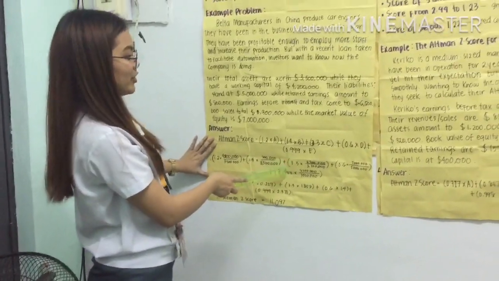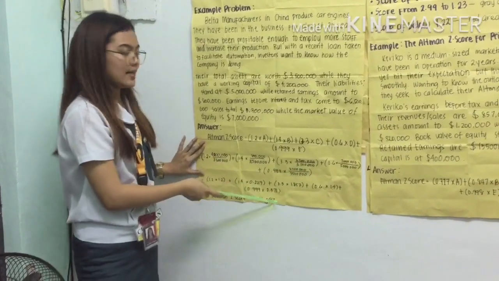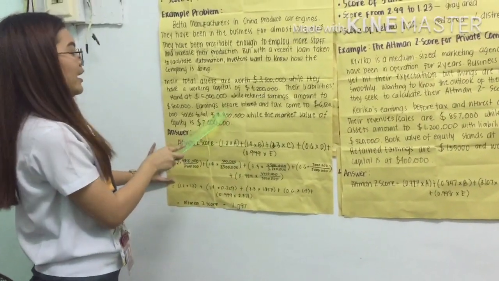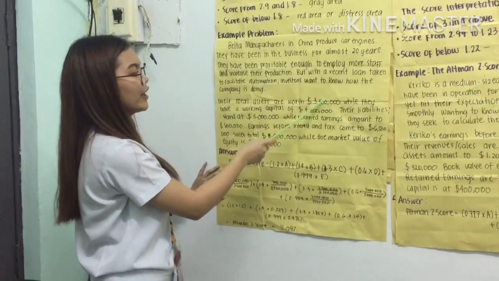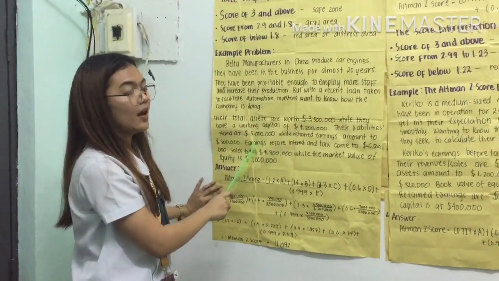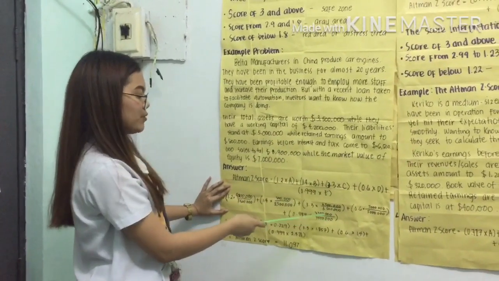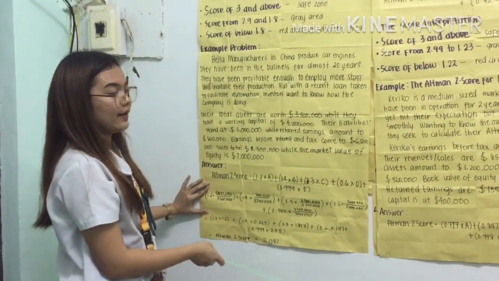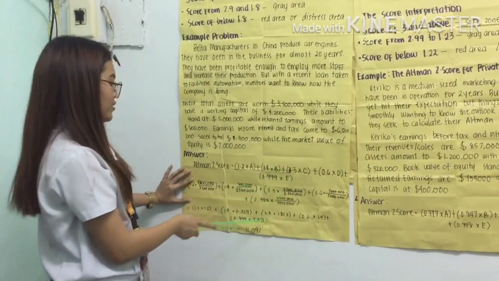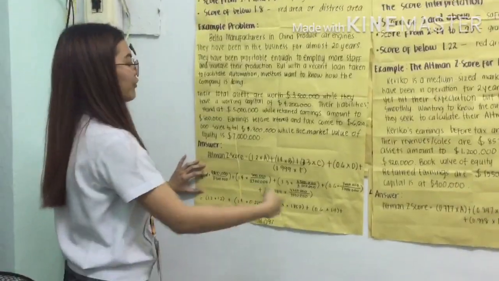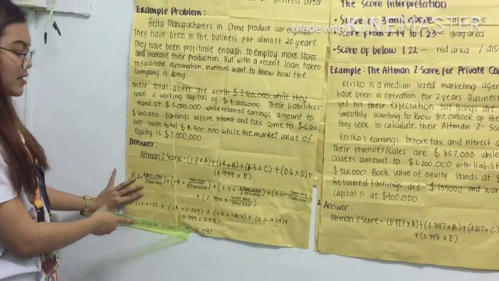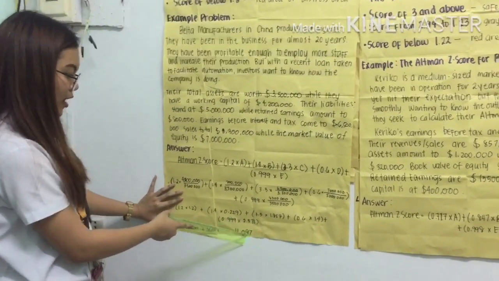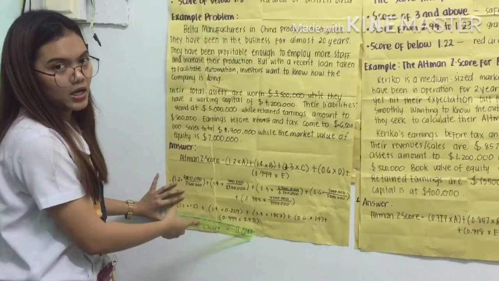And for the last is letter E. So letter E is sales over total assets. So the sales is 8,300,000 divided by the 3,500,000, which is the total asset. So the quotient of this will be multiplied by 0.999, and the answer will be letter E. So when you total the answers, you will get the Altman z-score of 11.09 or 11.1.